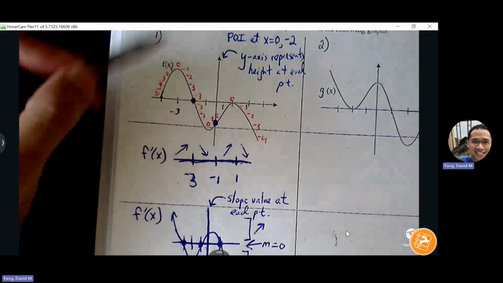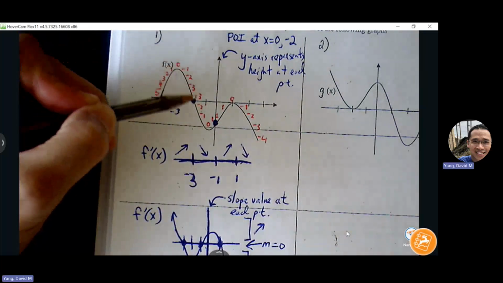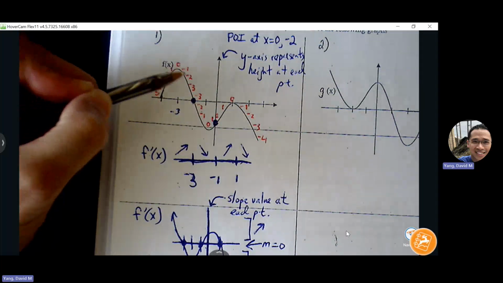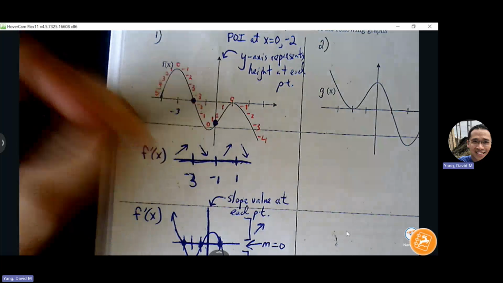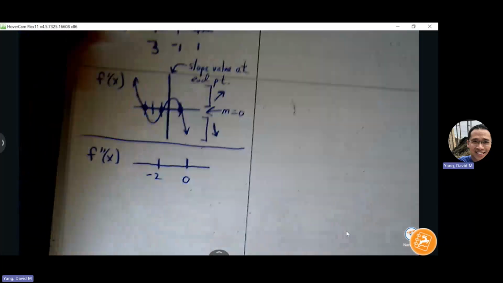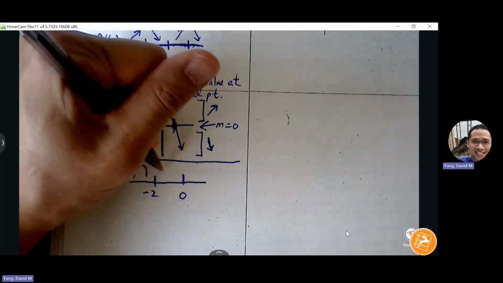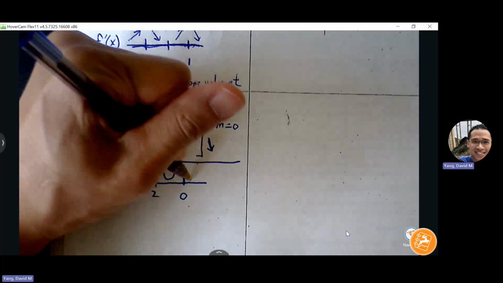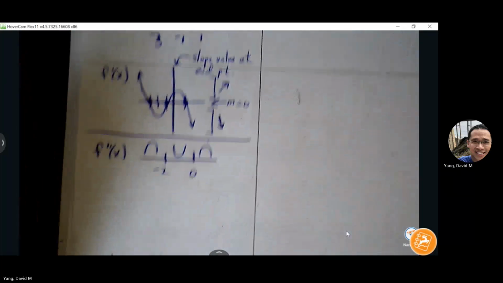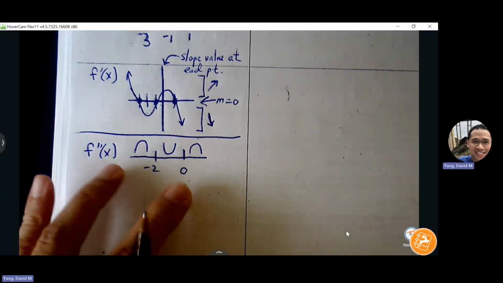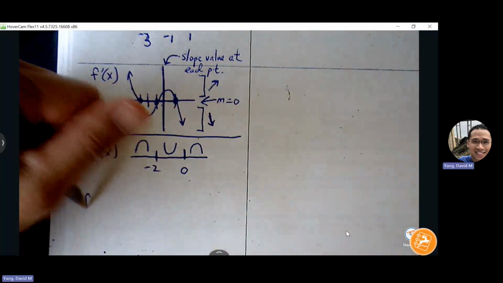Okay, so what you see is what you get. What do you expect from concavity for my original? Concave down. Concave down. And concave up. Yep. And concave down. Good. So concave down, concave up, concave down. We're going to take this and put it onto an f double prime graph.